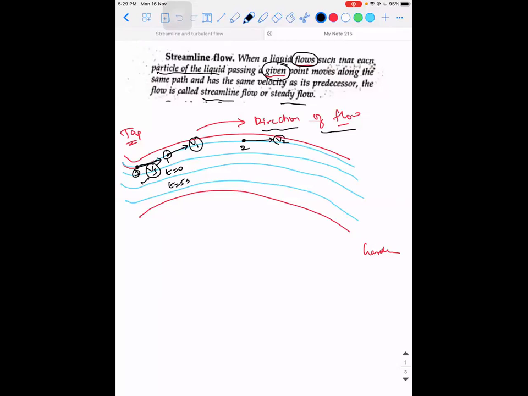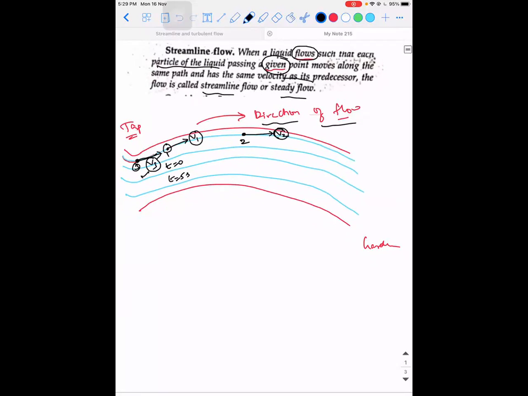Okay, here the previous particle is v2. So when v2 was at point 2, velocity was v2. Similarly, when the third particle is reaching point 2, its velocity should be v2. Am I clear? If this kind of a procedure is happening, then this motion is what is called as a steady flow or streamlined flow. Am I clear, guys?